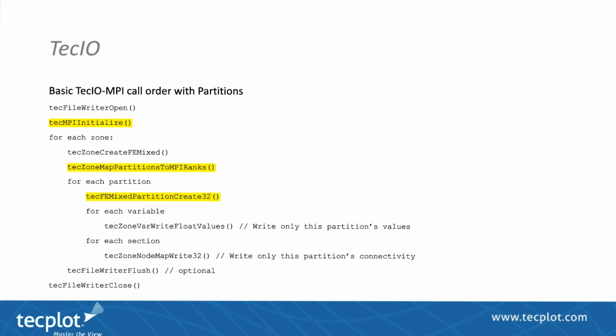And then as before, you output your variable data, but for each section now, you call TecZone node map write 32 or write 64 to write each section's node map data. Then again, the optional flush, that works fine in parallel. It doesn't create a bunch of temporary files per MPI rank, by the way. It just creates a handful of files total, and all of the ranks write to those files. And finally, TecFileWriter close when you're all done.